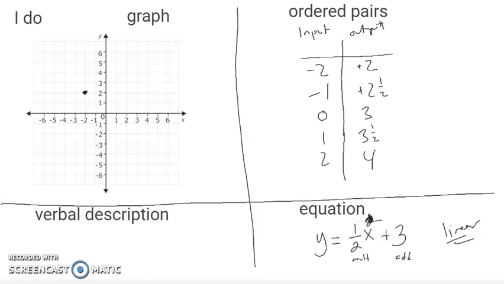negative 1, 2.5, 0, 3, 1, 3.5, and 2, 4. And as I promised, it is going to be a linear graph.